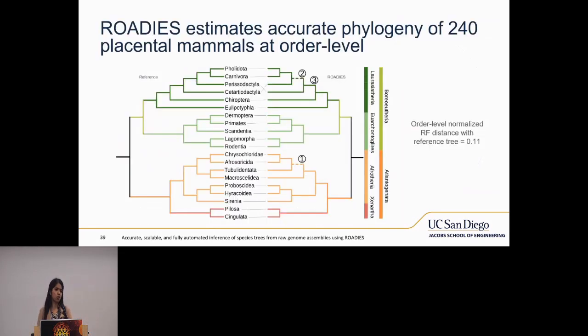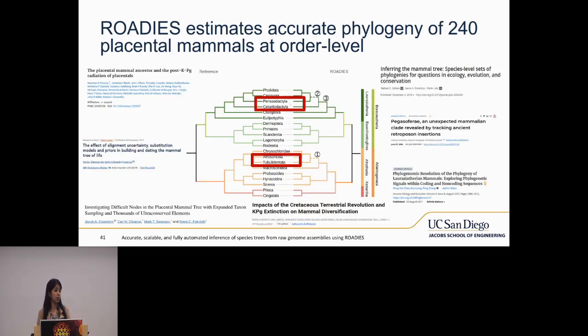We also looked at the order level relationships across all the species from ROADIES on the right hand side and from the reference tree on the left hand side. As we can see, both the trees are highly similar to each other. However, there are certain differences between these two trees, and interestingly, these differences were only limited to highly debatable branches.